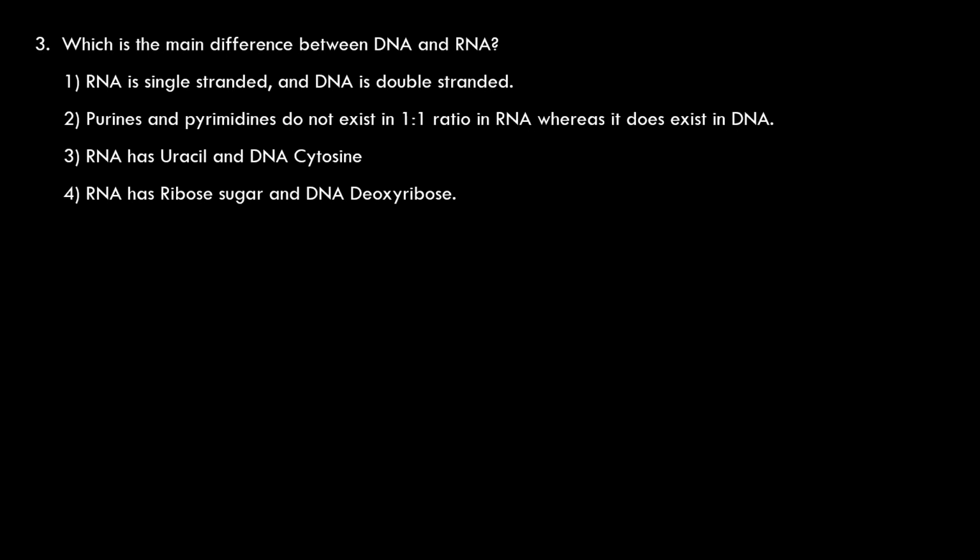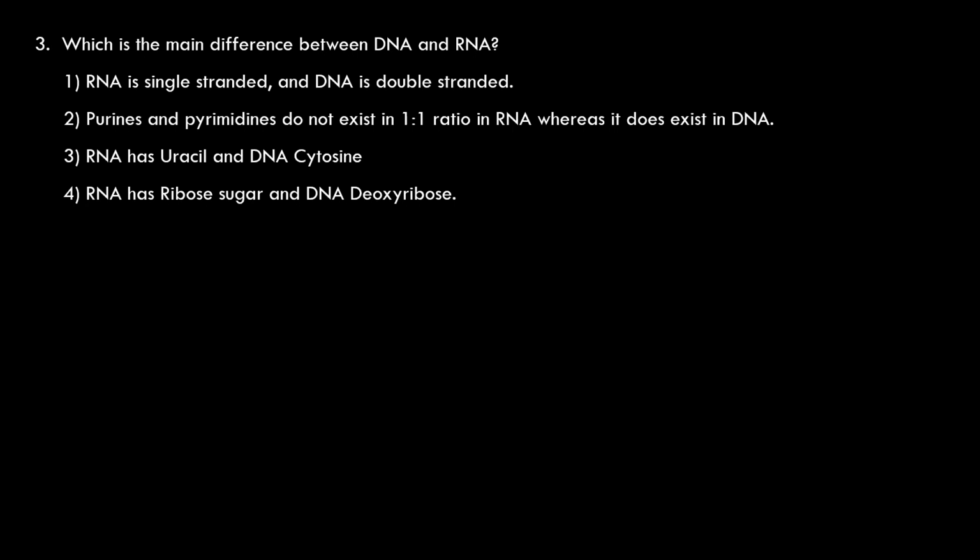Which is the main difference between DNA and RNA? So there are several differences between DNA and RNA, but the main difference by which it is described as a DNA or RNA is the type of the sugar. That is, DNA has got deoxyribose sugar, RNA has got ribose sugar. Whatever may be the other features, if the sugar is deoxyribose, it is DNA, and if the sugar is ribose sugar in the nucleic acid, it is RNA. Let us see the options.